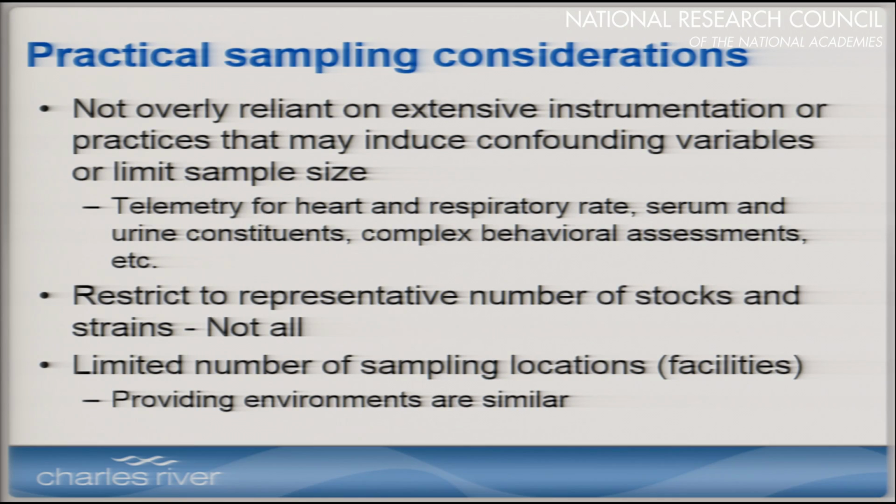There are some practical considerations when you're developing your sampling methodology. We didn't want to be overly reliant on extensive instrumentation or practices that may induce confounding variables or limit the sample size. For example, telemetry of heart and respiratory rate could be a surrogate measure of stress, but to instrument enough animals and to do that in a barrier setting without compromising biosecurity and other things that we have to worry about at the same time really isn't tenable in our system. Serum and urine constituents such as glucocorticoid measurements are difficult in a barrier setting without going to specialized caging, which is then imposing a confounding variable, we think, on the study.